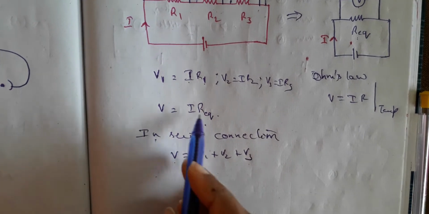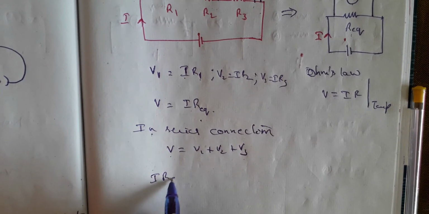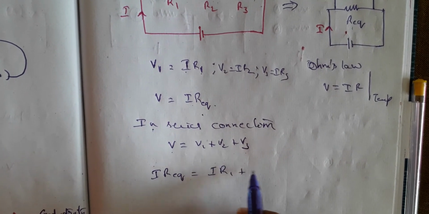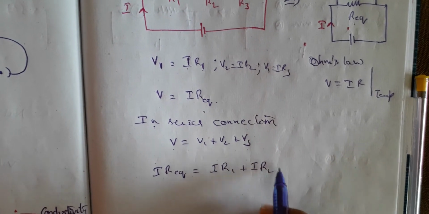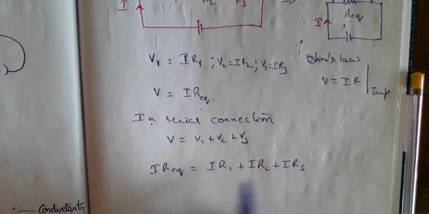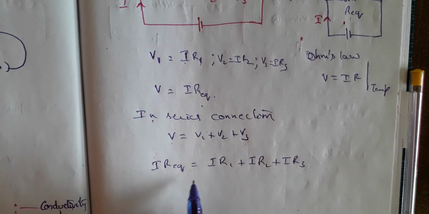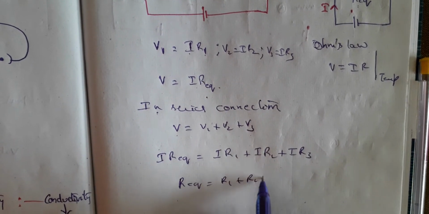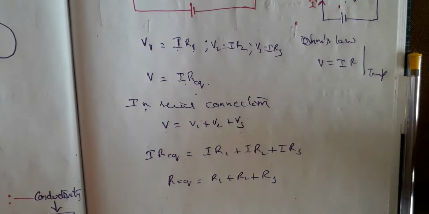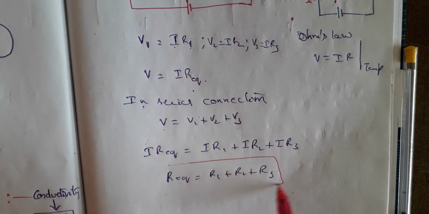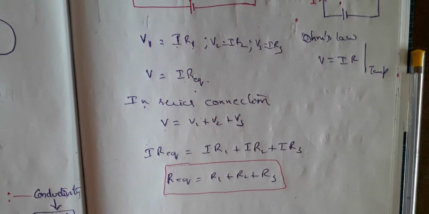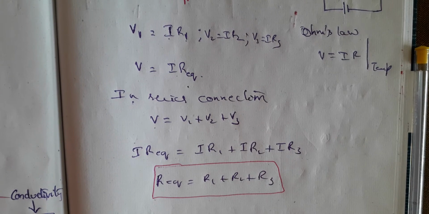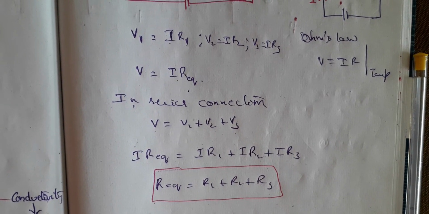So therefore in place of V, what can you write? IR equivalent is equal to, in place of V1, IR1. In place of V2, IR2. In place of V3, IR3. So I is common everywhere. So therefore you can cancel that. And R equivalent is equal to R1 plus R2 plus R3. So this is the equivalent resistance when three resistors are connected in series. Okay children, so this is how to find out the equivalent resistance in case of series connection.